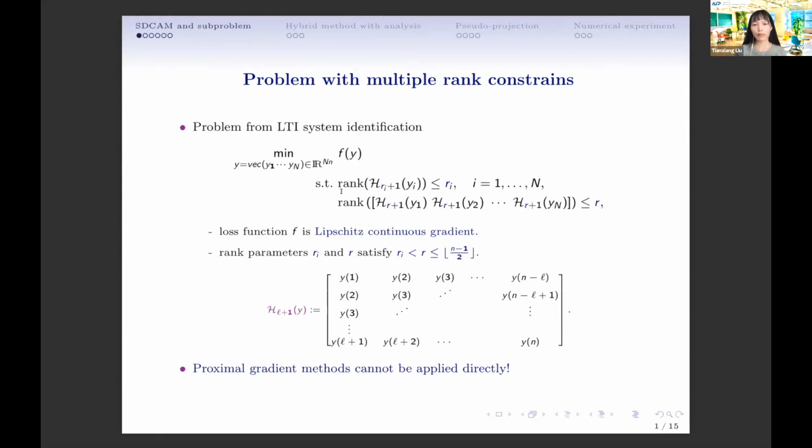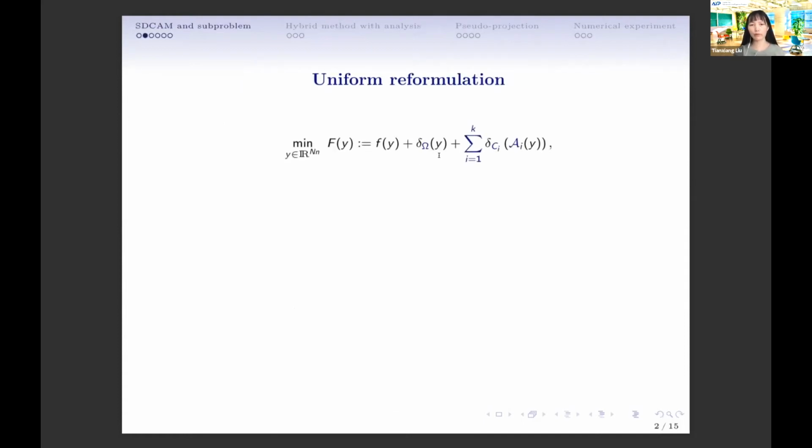So to solve this problem, we want to make things simple. We have multiple constraints, so what if we can reduce some of the constraints to keep just one constraint or nothing at all? The intuitive way to do that is to use the penalty method. Before using the penalty method, we write this problem as a uniform reformulation, which looks like an unconstrained problem, because every constrained problem can be written as an unconstrained problem if we allow some term to be an indicator function.